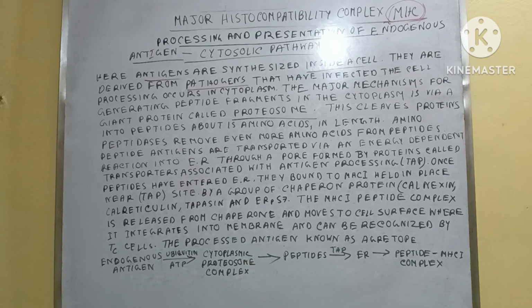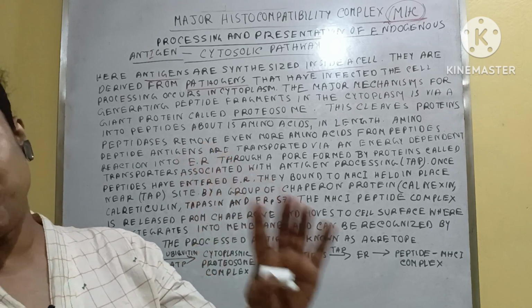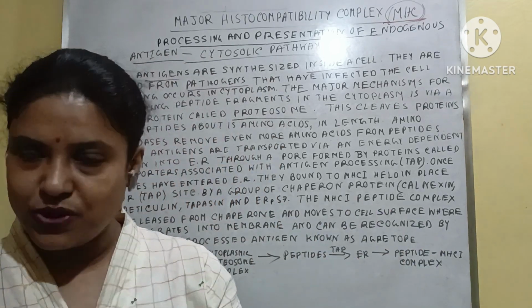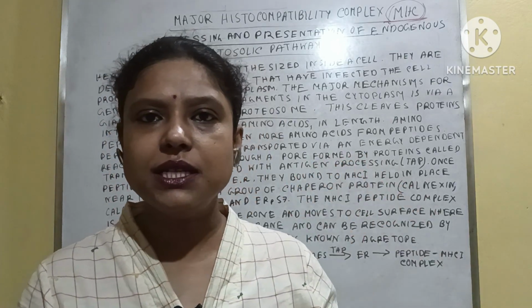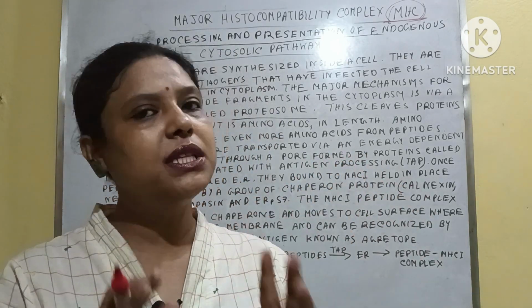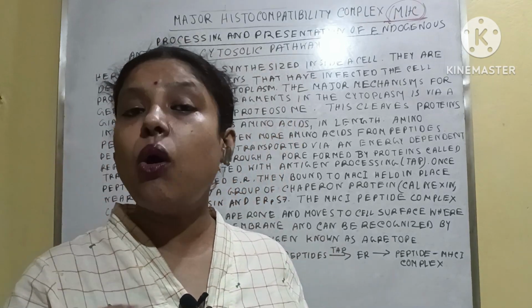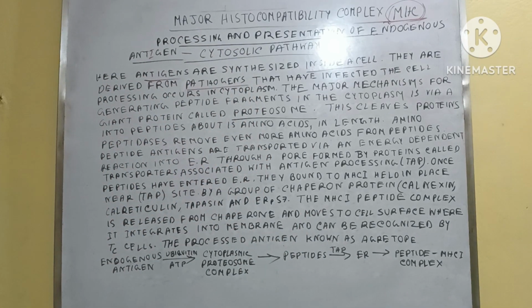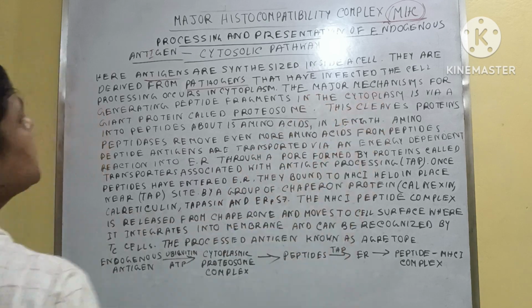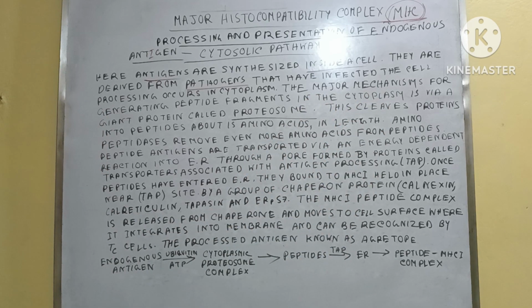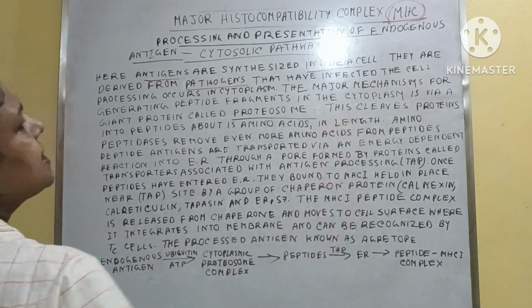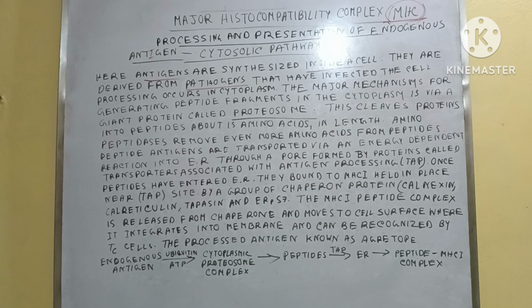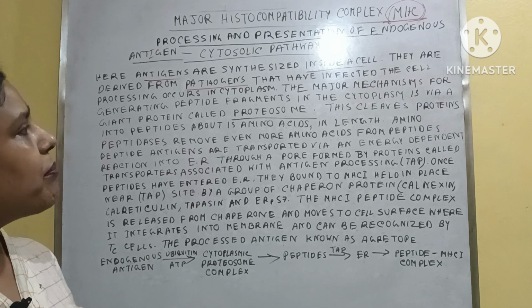And this processing occurs within the cell. We know within the cell there are two parts: the cytoplasm and the nucleus, and there are many organelles that remain within the cytoplasm. Here the main organelle, the endoplasmic reticulum, has the main function. The major mechanism for generating the peptide fragments in the cytoplasm is via a giant protein called the proteasome.